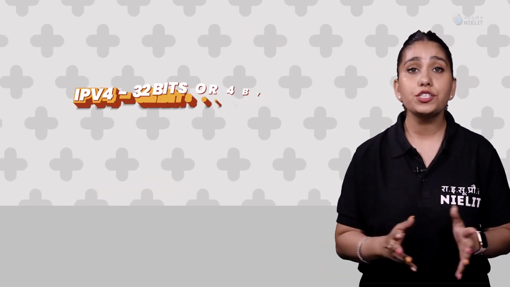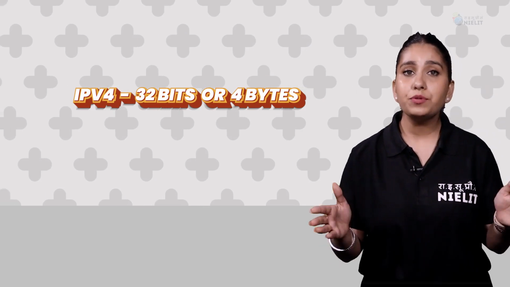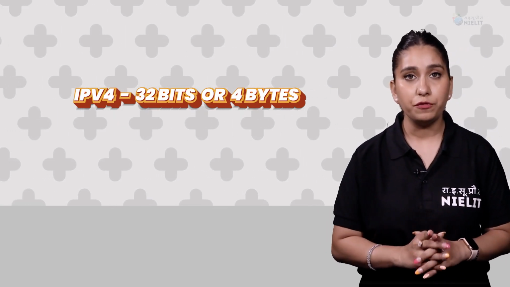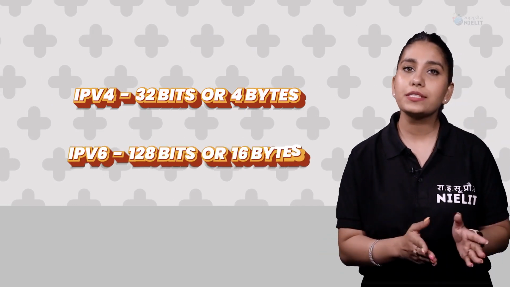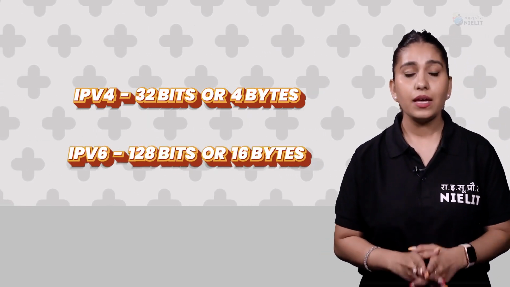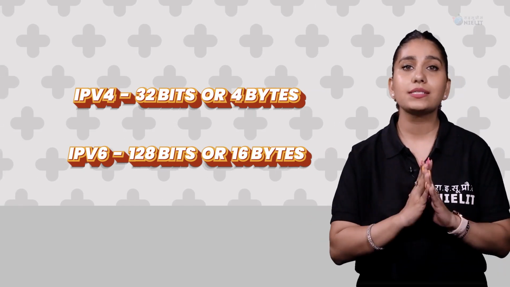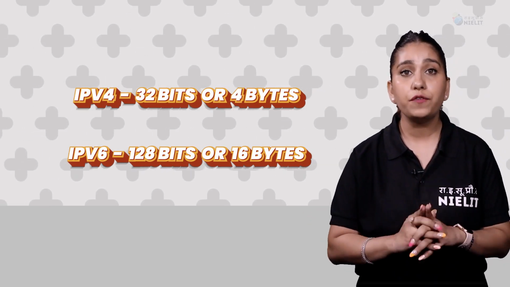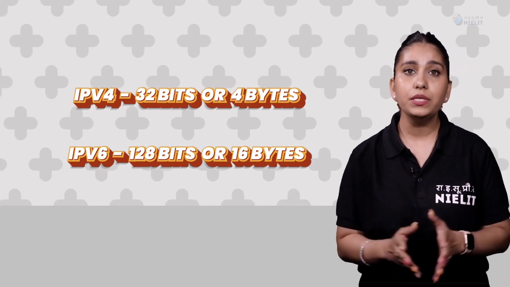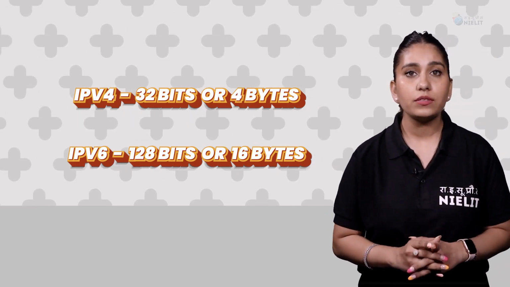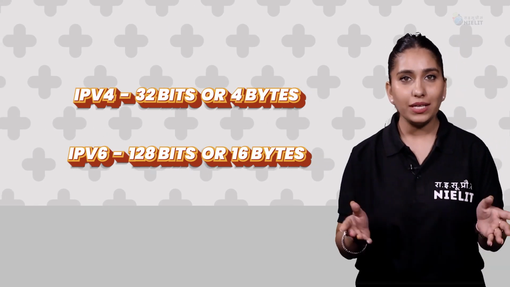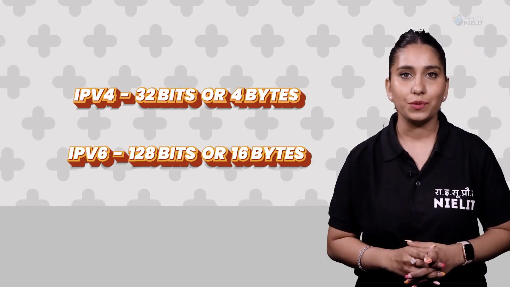So there are two versions of IP. Internet Protocol version 4, IPv4, and Internet Protocol version 6, IPv6. So IPv4 addresses are 32 bits, which is 4 bytes long. Example, 216.58.216.164.